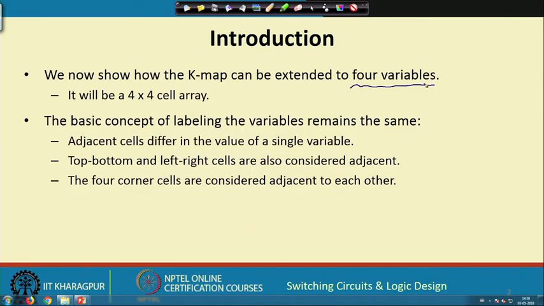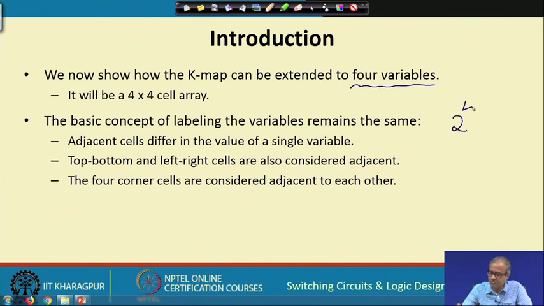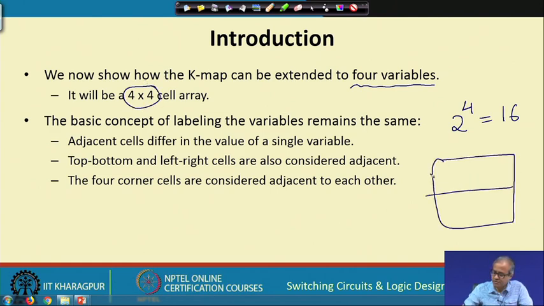So, if you have 4 variables, then how many minterms are possible? 2 to the power 4 equal to 16. So, first thing is that you need to have 16 cells, and they will be organized in a 4 by 4 cell array. So, there will be 4 rows and 4 columns.